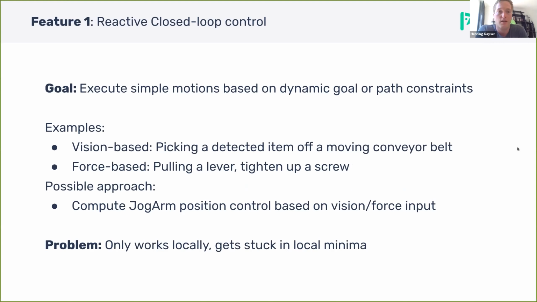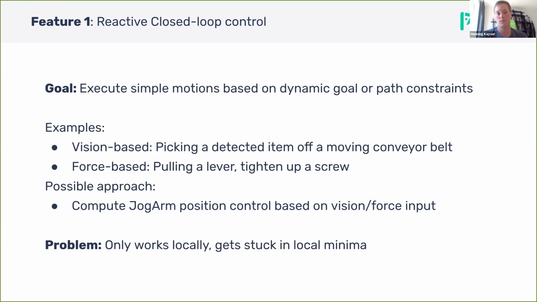Looking into those features, reactive closed loop control is running really trivial, simple motion based on a dynamic goal or path constraints. Examples are, for instance, vision-based closed loop control: picking an object that is currently moving, maybe placed on a conveyor belt. You take your vision input, check the object, and then move the arm towards the object and grasp it. You can't do that offline, because you don't know how it moves, of course. So you have to react to your vision input. Force-based, there's an example, pulling a lever.